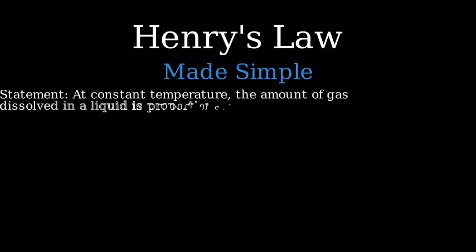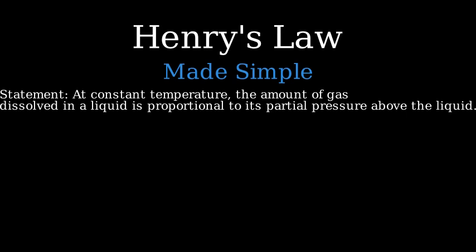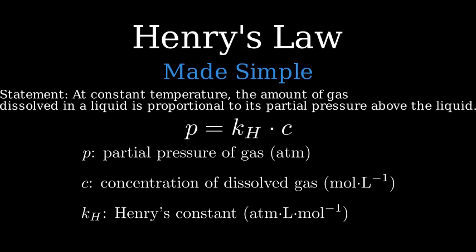For a gas dissolving in a liquid at equilibrium and constant temperature, the partial pressure of the gas above the liquid is proportional to its dissolved concentration. Mathematically, we can write this as P = K_H × C, where P is the partial pressure of the gas, usually measured in atmospheres, C is the concentration of the dissolved gas, typically in moles per liter, and K_H is Henry's constant, with units that depend on the units chosen for pressure and concentration.